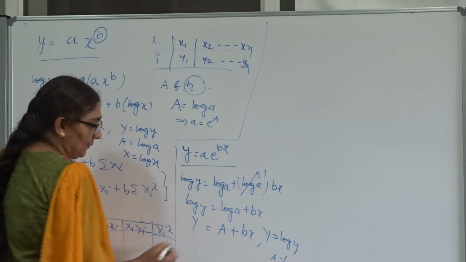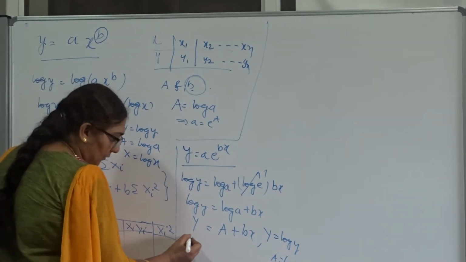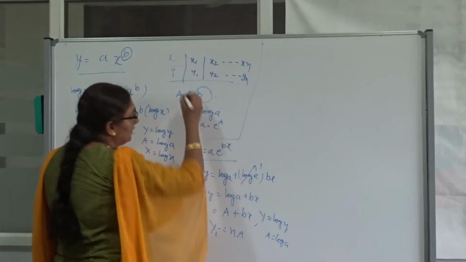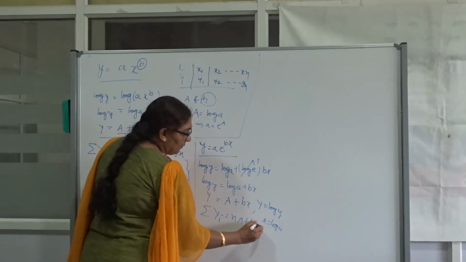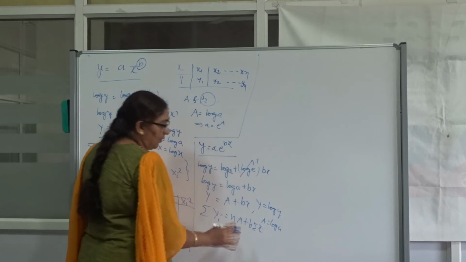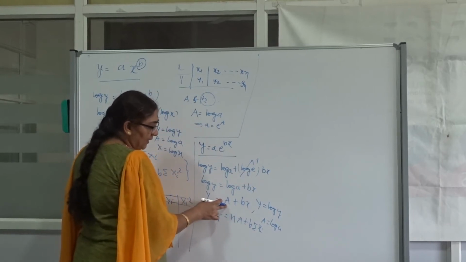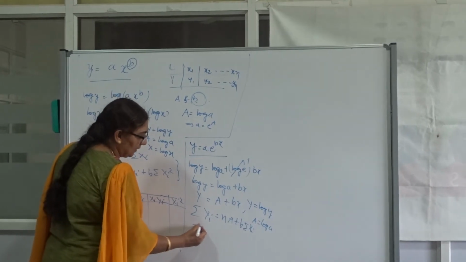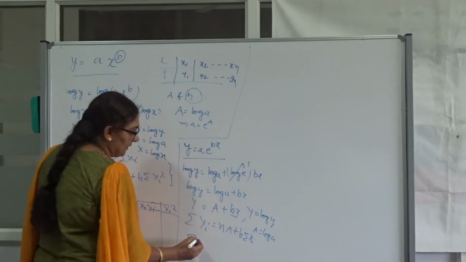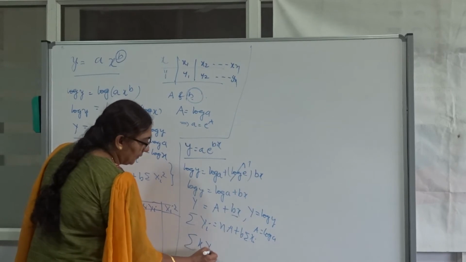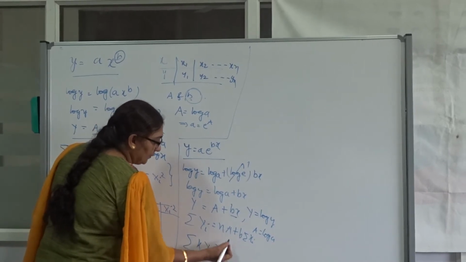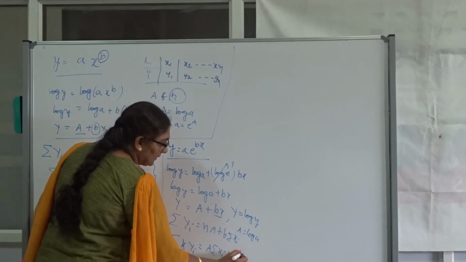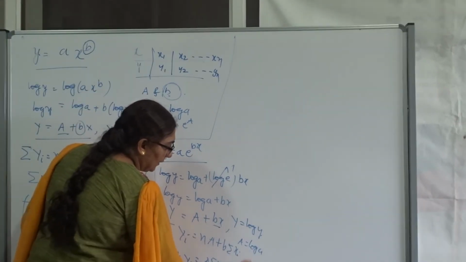You know how to write the normal equation. What's the first normal equation? Suppose there are n sets of values: sigma Yi is equal to n A plus b sigma xi. I think it's clear how we get this. You take the coefficient of a, multiply the entire equation, and take summation on both sides. That's all. Next you take the coefficient of b, which is small x, into capital Y: sigma xi Yi is equal to A sigma xi plus b sigma xi square. These two are the normal equations.